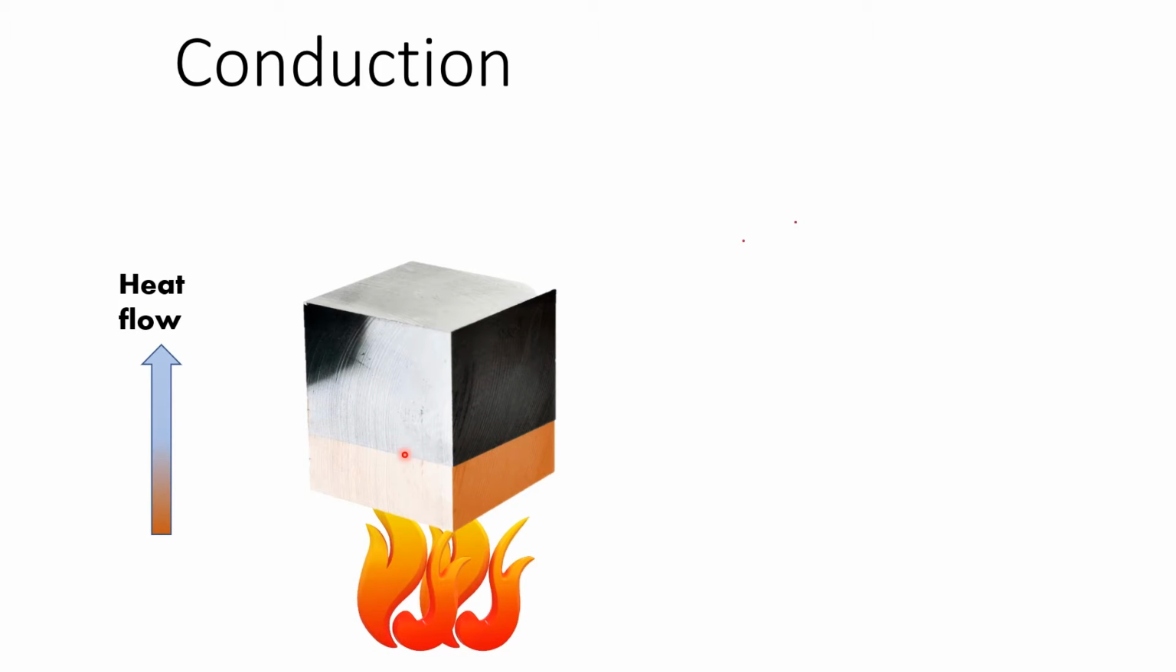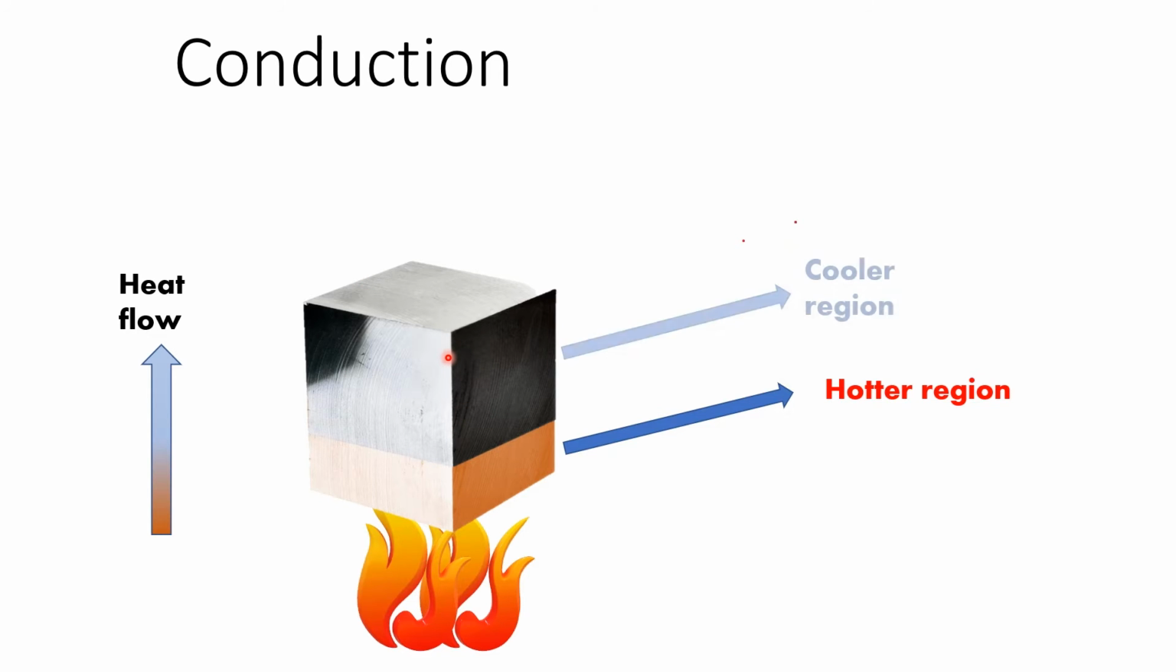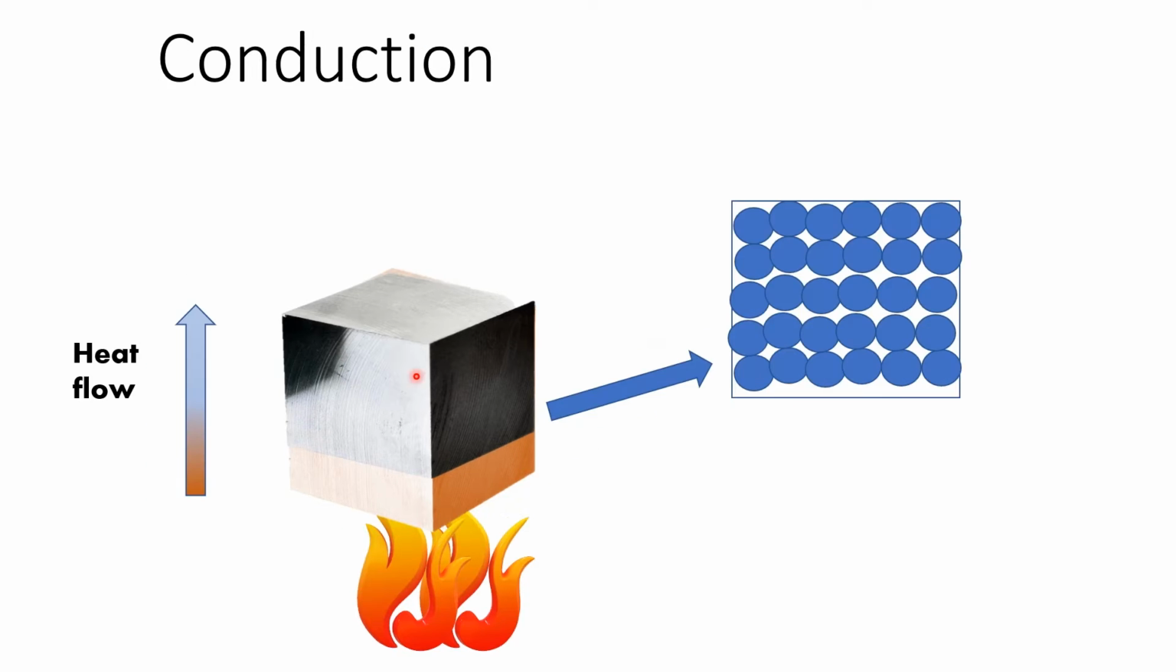The bottom part, which is closer to the fire source, is the hotter region, while the upper part, which is further from the fire source, is the colder region. So heat will flow from hotter region to cooler region, and this is the direction of heat flow. We know that in a solid, the particles are closely packed. These blue circles are the particles found in a solid.